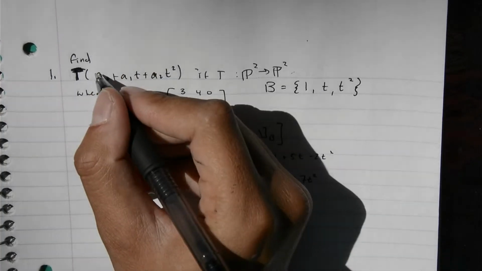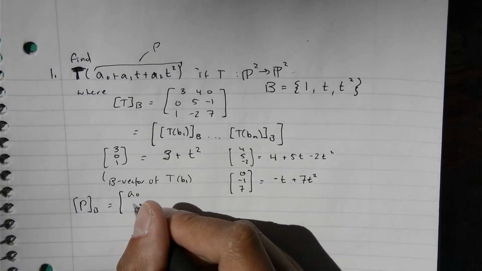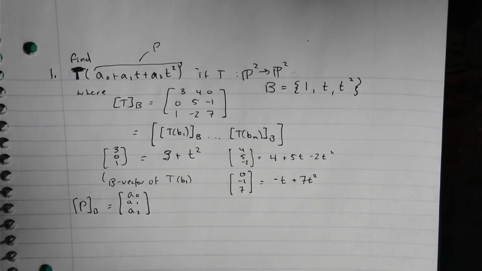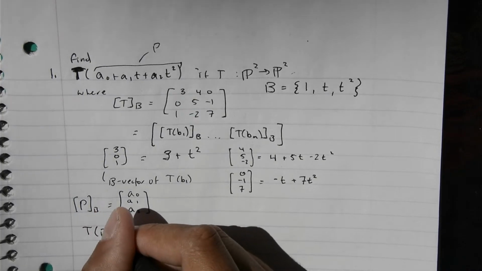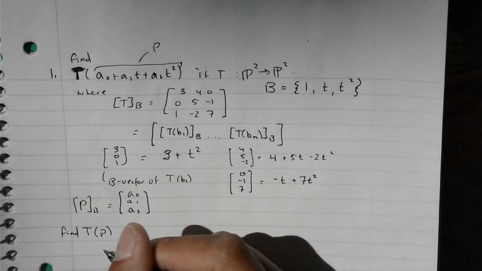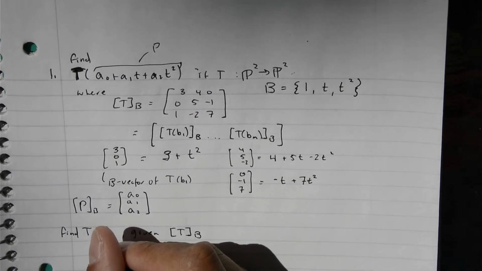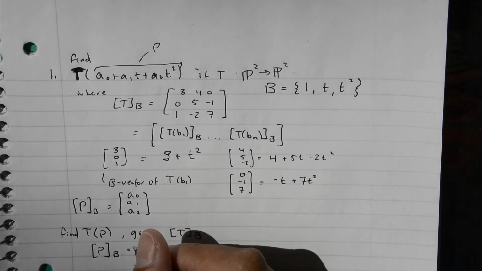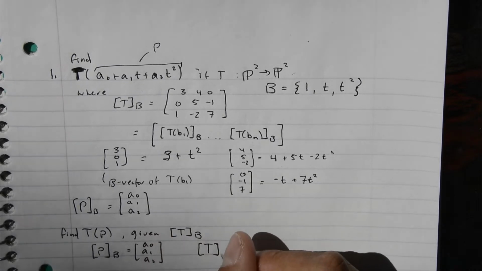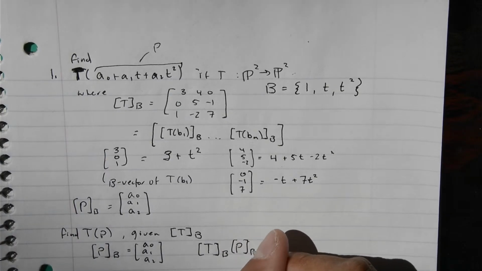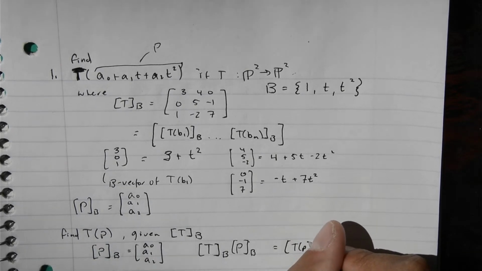So if we let this be p, then p relative to B is going to be the column vector a0, a1, a2. So if we're trying to find T of p, given T_B, then p relative to B is this, so this is a0, a1, a2. Then we have to just find T_B times p relative to B, which is going to be T of p relative to B.